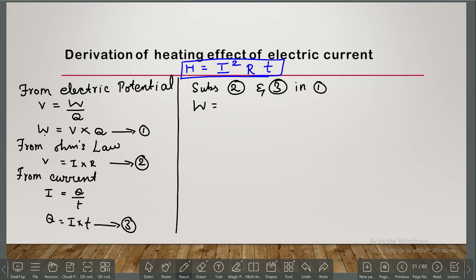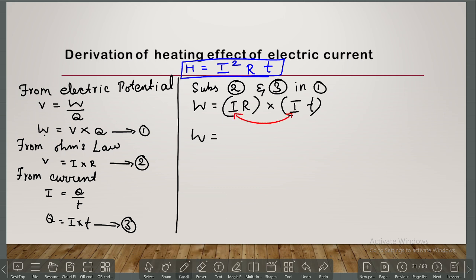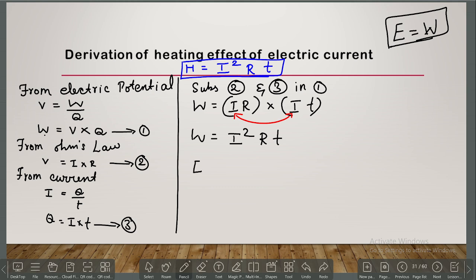W is equal to, instead of V, we substitute IR, into, instead of Q, we write IT. So W is equal to I into I square. So I into I is going to be I square R T. In the lower class we learned energy is defined as the ability or capacity to do work. So instead of work we can write energy. So the energy is equal to I square R into T.